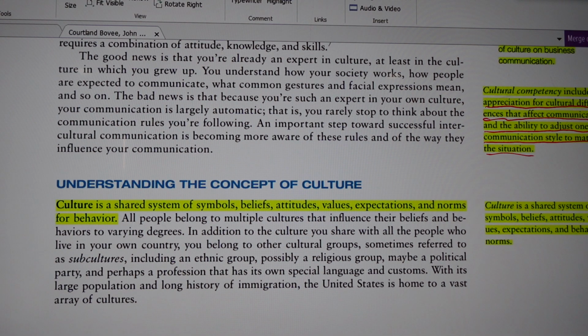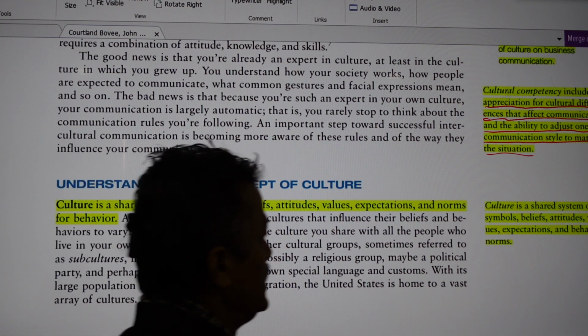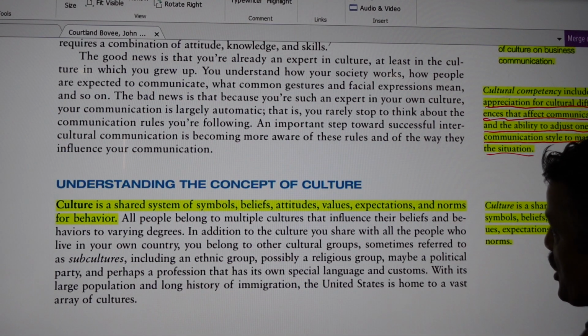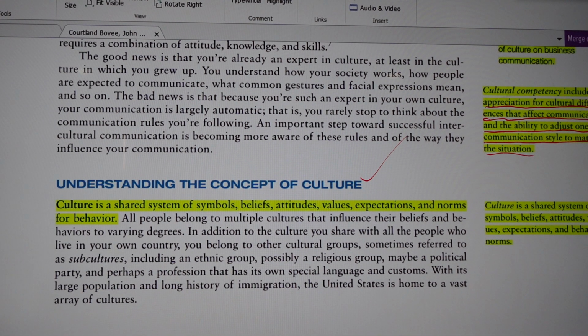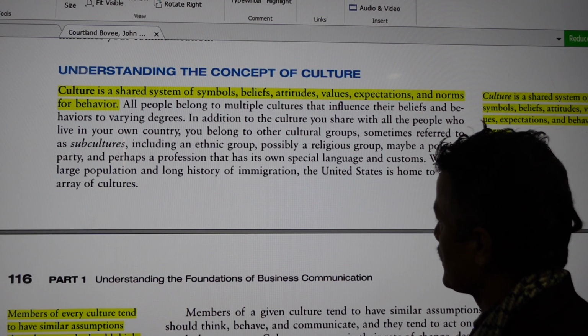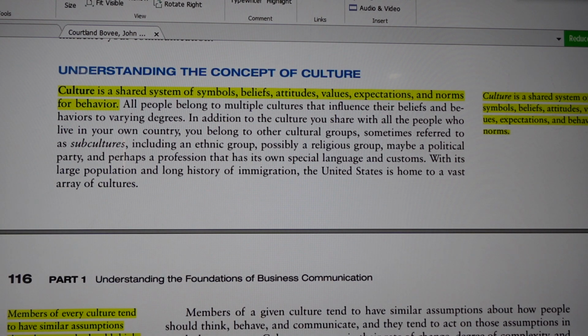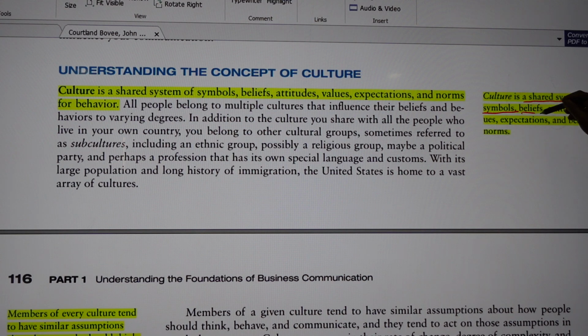Okay, next. As I move ahead quickly, please make sure you note my explanation. Make sure you note the headings and subheadings. Now we'll understand the idea of culture. What is culture? Shared system of symbols, beliefs, attitudes, values, expectations and behavior.